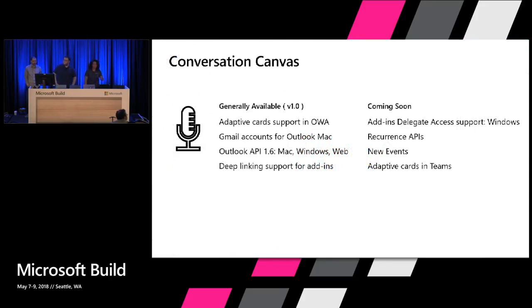So when we think about the conversation canvas, the adaptive cards are a big part of that. Adaptive cards are available in OA, and they are in preview in Teams. Some other things I want to call out is that we released the Outlook API version 1.6 for Mac, Windows, and web. And if you look over in the coming soon column, one thing that we've been asked for Outlook is to support add-ins in delegate access scenario, and that is now coming soon.